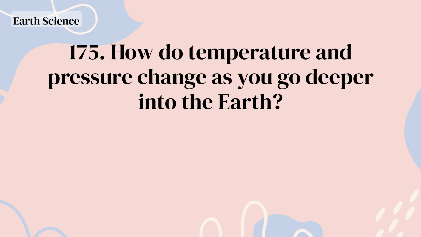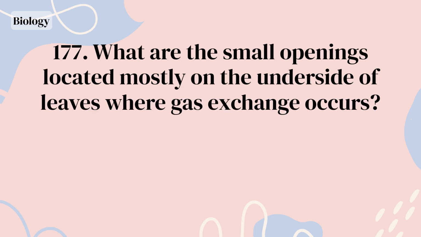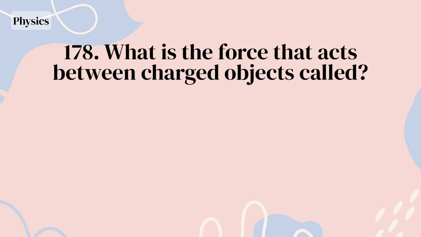Evaporation. How do temperature and pressure change as you go deeper into the Earth? Both increase. Which organisms are typical decomposers in ecosystems? Bacteria and fungi. What are the small openings located mostly on the underside of leaves where gas exchange occurs? Stomata. What is the force that acts between charged objects called?